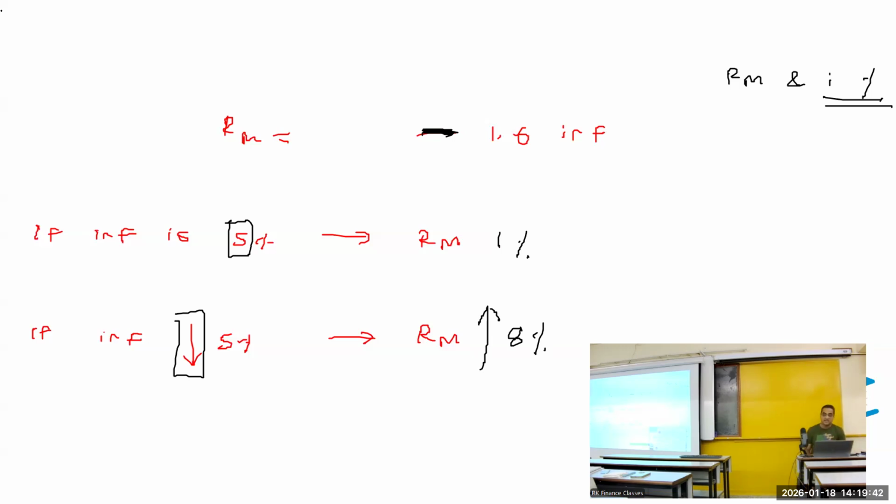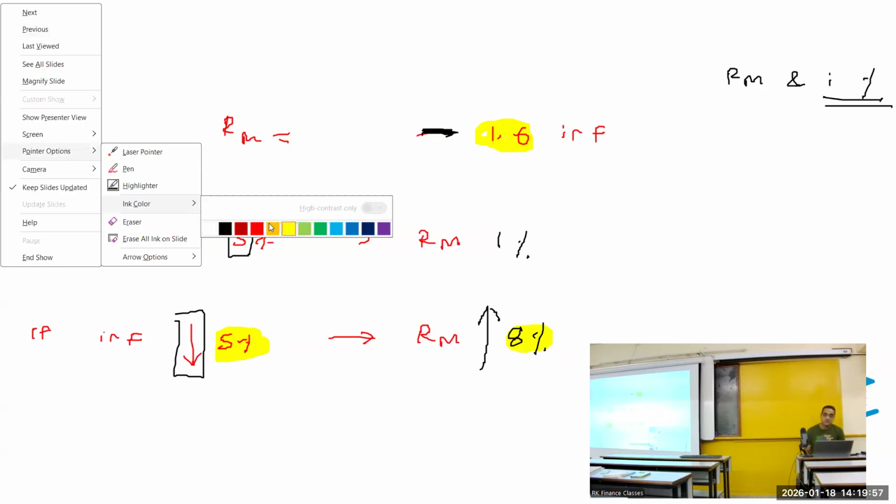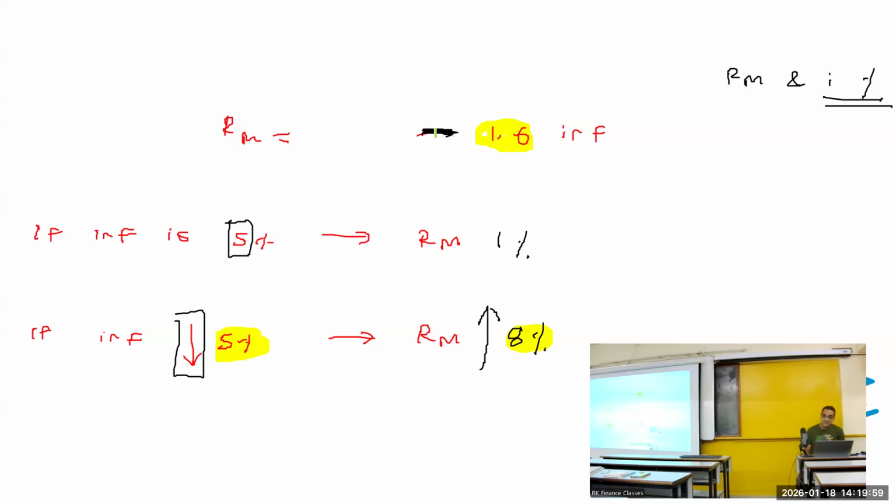Okay, so number one is the multiplication, 5 into 1.6, that becomes 8%. And number two, because there's a negative sign, it means that the arrows are going to move in the opposite direction. Inflation goes down, so return of market is going to go up.